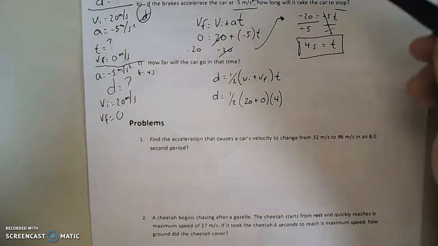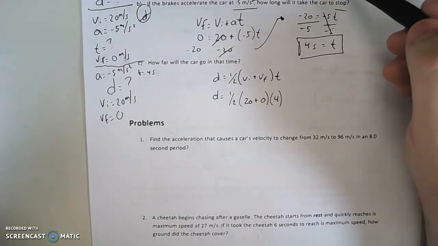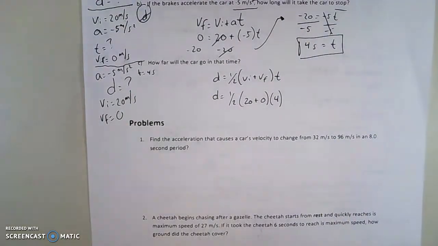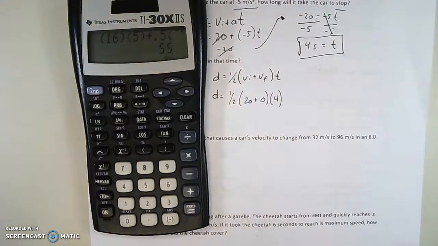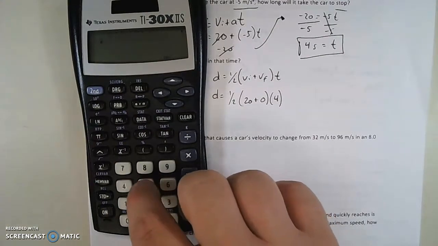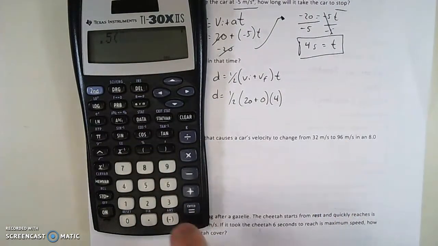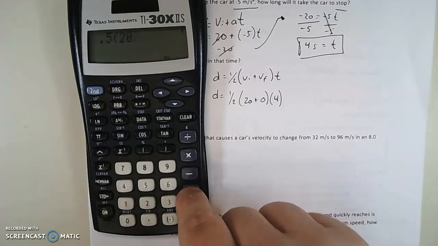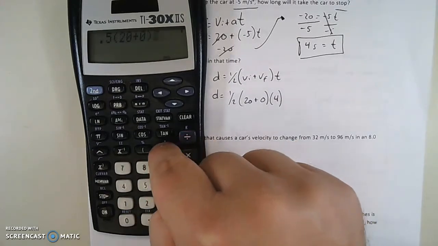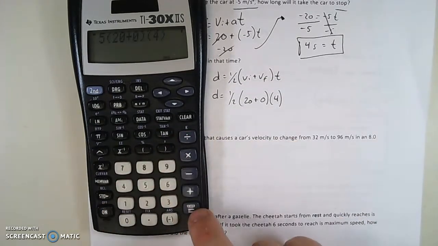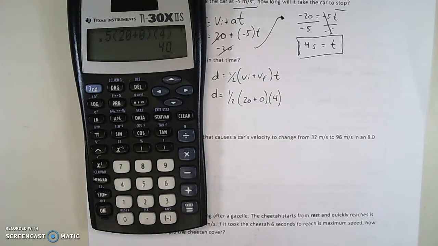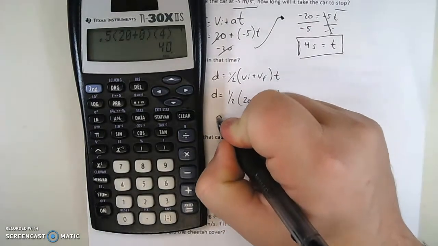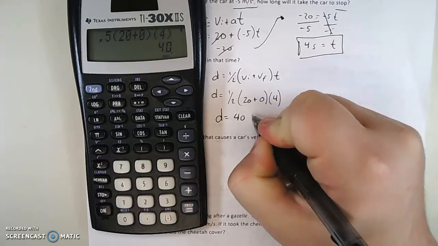Now, other problems, like number 1 up here, this is already solved out for distance, so all we have to do is just type this into a calculator, and we should get an answer. So here we have 0.5 for 1/2, times 20 plus 0, times 4. And our final answer for this question is D equals 40 meters.